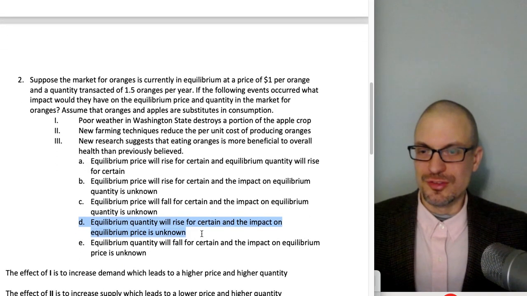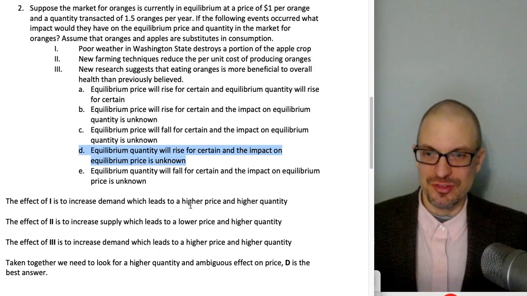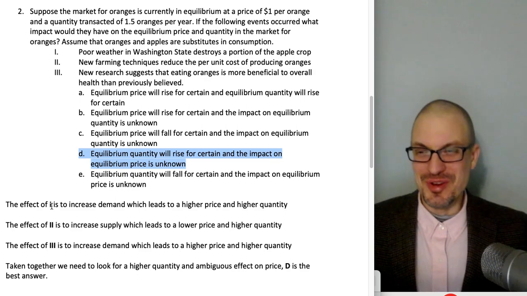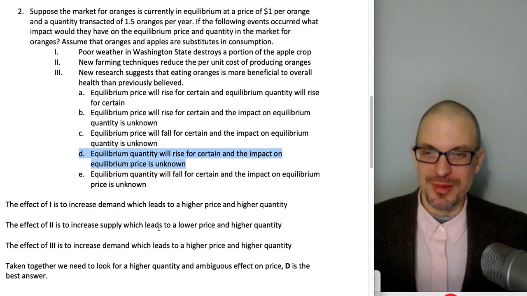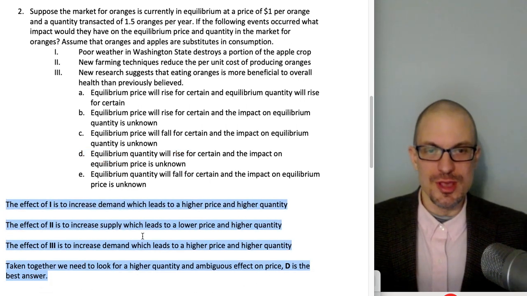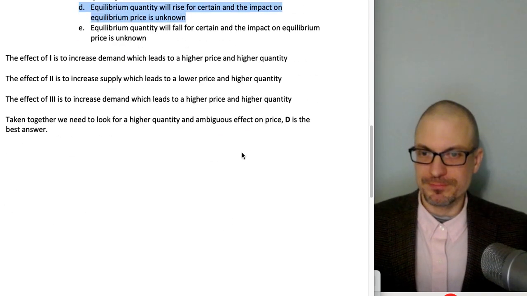All right. So this is just me reinforcing that logic. The effect of Roman numeral 1 was the increased demand, which leads to a higher price and higher quantity. Roman numeral 2 is the increased supply, which means a lower price and higher quantity. Effect of Roman numeral 3 was the increased demand, which leads to a higher price and higher quantity. Taken together, we are looking for a higher quantity and an ambiguous effect on price. So this is just reiterating what I said before in the walkthrough, reinforcing the idea that the answer here is D.